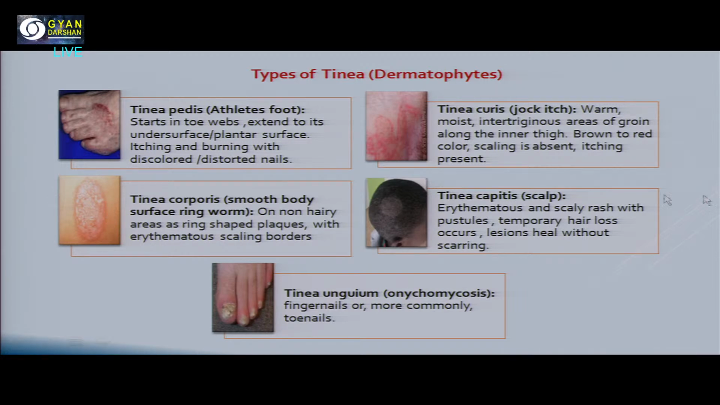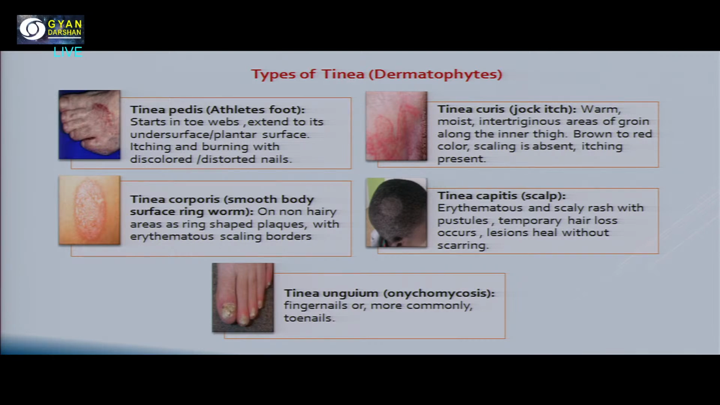Then we have tinea cruris. It is known as jock itch. There is a lot of itching in this case. Usually, warm, moist areas of the groin are affected. Intertriginous areas are those where two skin surfaces rub against one another, which is common in the groin and axilla. Brown to red colored scales may be present or sometimes absent, but it is usually of bright color. But there is a lot of itching.